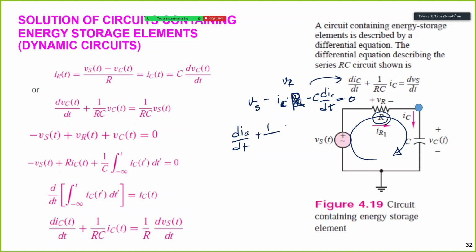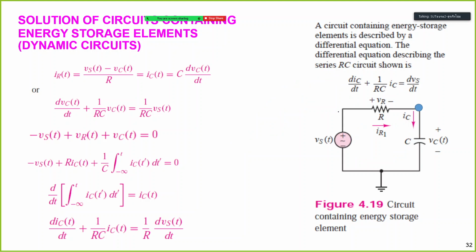C dV by dt, Vc. Sorry, I confused something, but anyway, let's see this equation, right? IR is equal to Vs minus Vc, divided by R, and equal to Ic, and Ic is C dV by dt, right? We just rearrange this equation here, and we get this equation, okay.